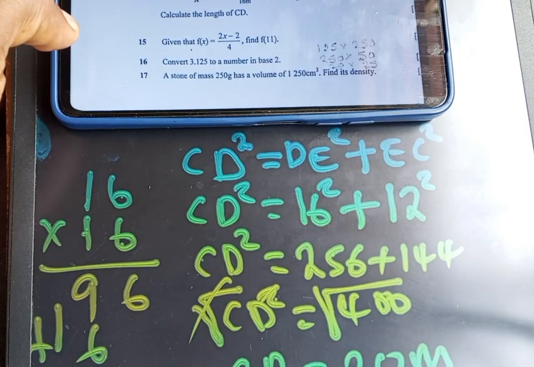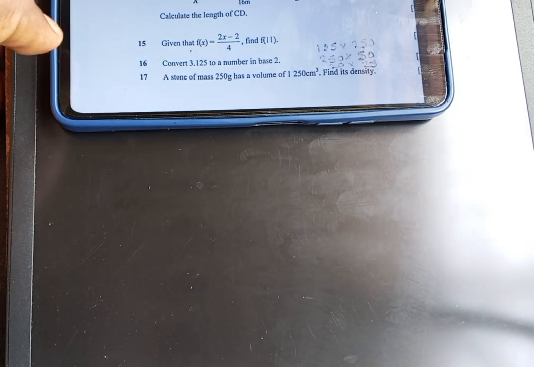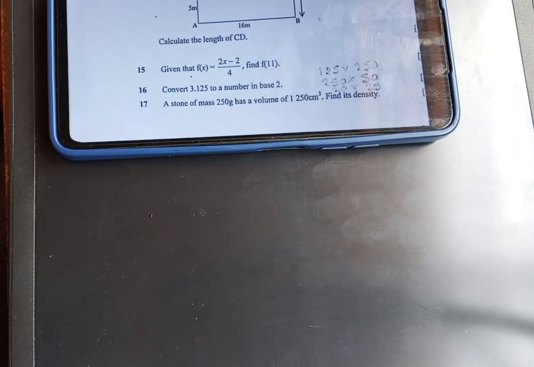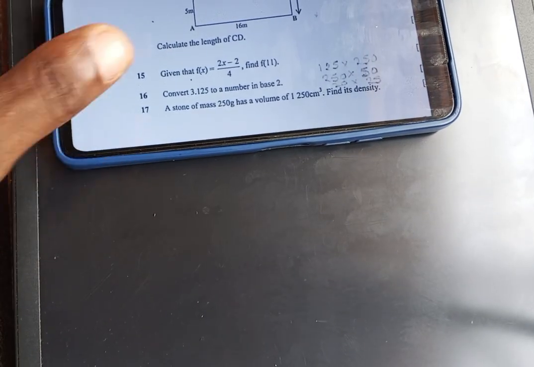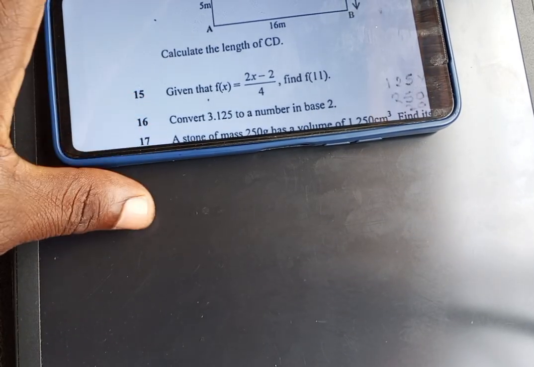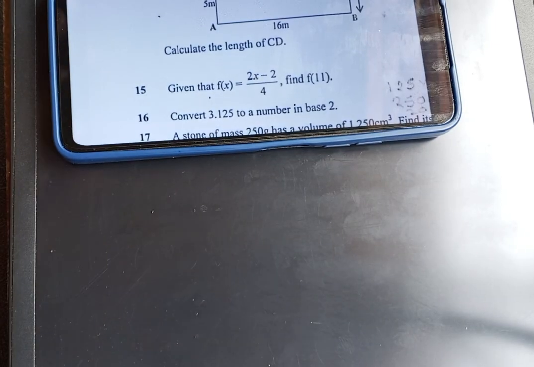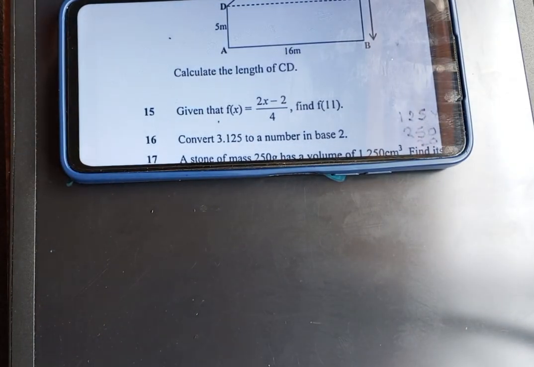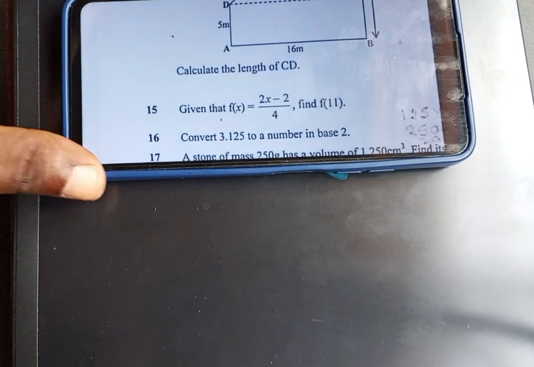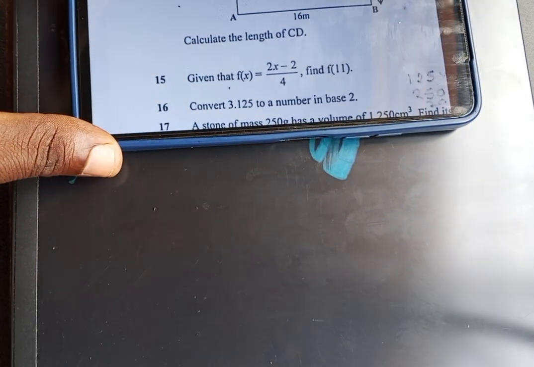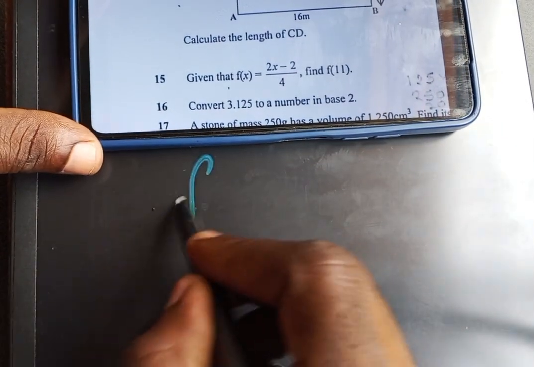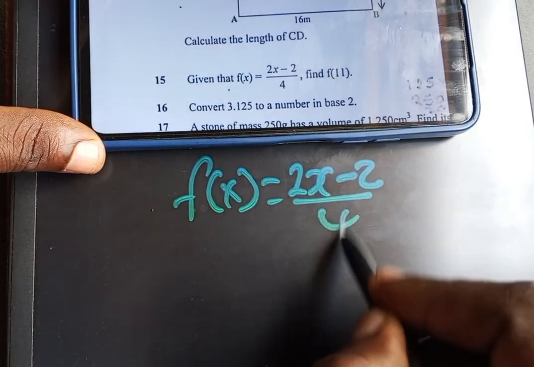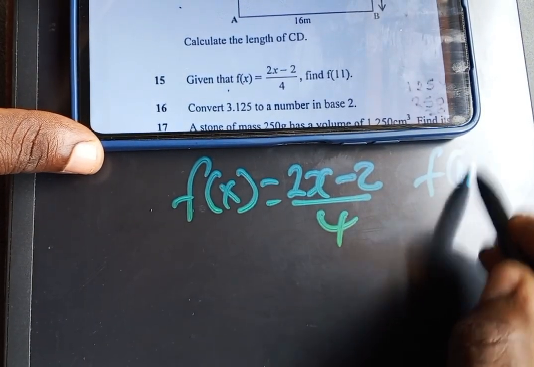So let's move to the next question. Next question, let's read together. It is falling under function. That's question 15, function. As you can see, I've zoomed it. So for function, it's saying the function f of x is equal to 2x minus 2 over 4. You are finding f of 11.